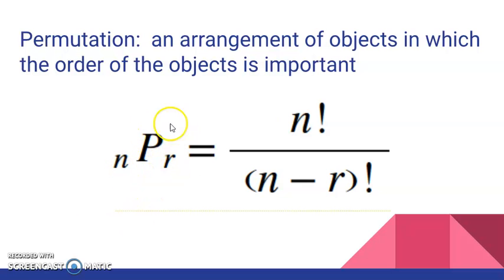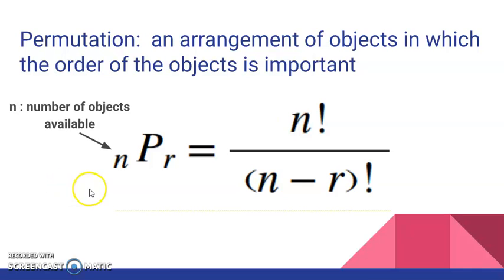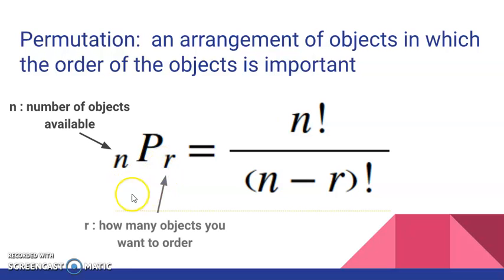Looks like a funny little formula here. I've got some factorials and some parentheses, so let's go through and make sure we know what everything means. The n right here is going to represent all of the objects that are available. So that's the total number of objects available to you. But the r here is going to be how many you actually want to put in order. Sometimes you don't actually want to put everything you have in order. Sometimes you only want a couple of them. And that's why the order becomes so important.